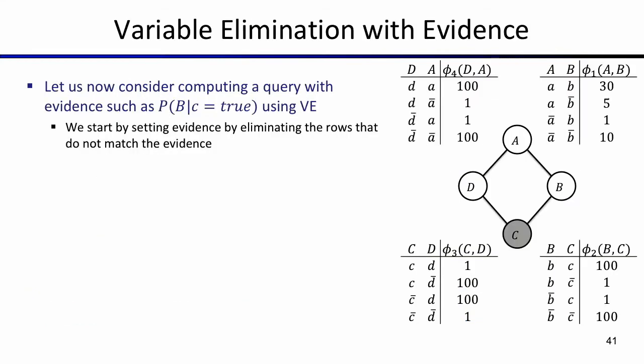Okay, let's take a look at a second example, and now we're going to compute a query that has evidence. So in this case here, we're going to compute the probability of B given C equal true. So we start by setting the evidence. What I mean is that we go here to the node C, and we set the evidence, and the evidence is C equal true. So what we have to do is to eliminate the rows in the factors that mention C that do not match the evidence. So I'm going to eliminate this row and this row. I'm going to eliminate this row and this row.